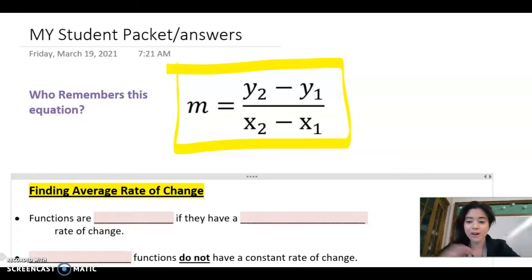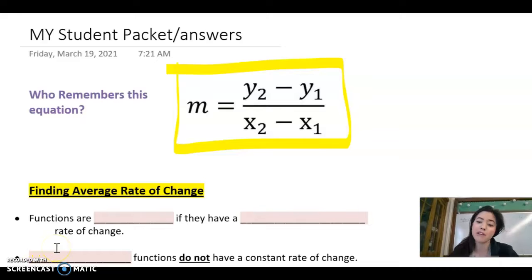Right, hello, hello. We have just 3 lessons left, and then we are going to be having our exponential summative. So we're really close, and then we have spring break. So today we are talking about average rate of change.